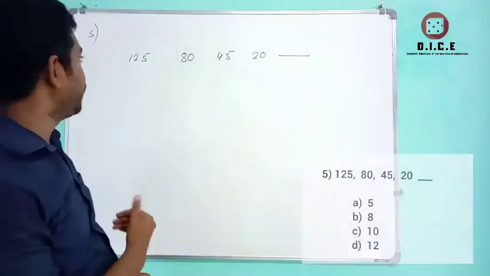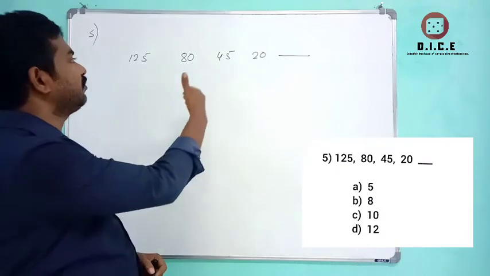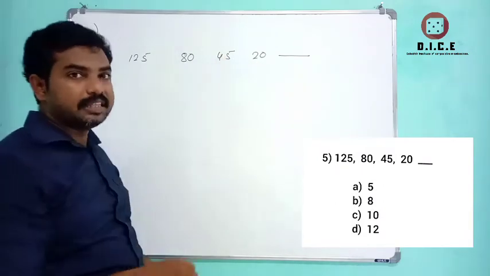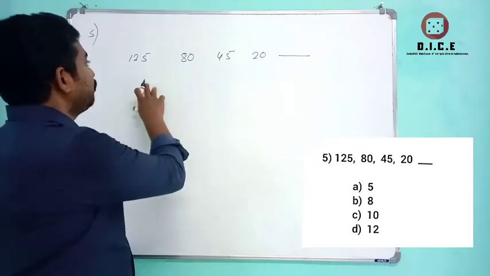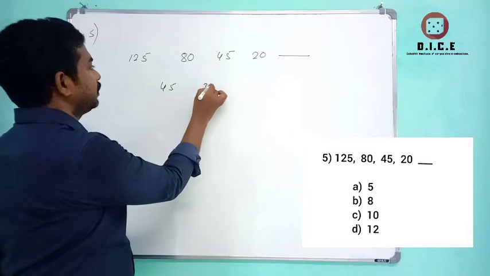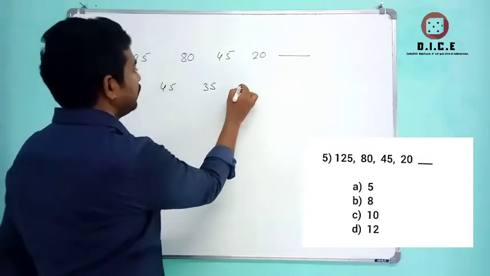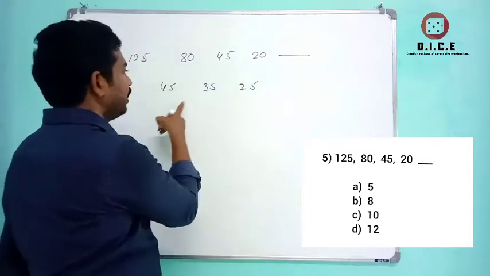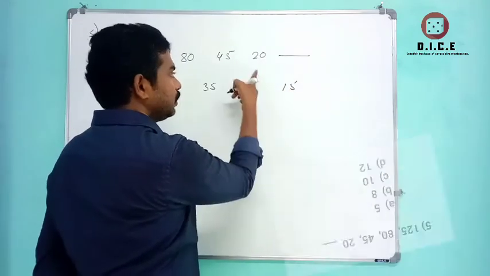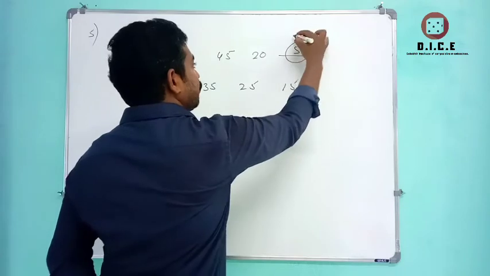Question number 5: the numbers given are 125, 80, 45, 45, 20. Of course, it is in a decreasing pattern. Now try to see the difference. The difference between 125 and 80 is 45, 80 and 45 is 35, 45 and 20 is 25. So 45, 35, 25, and the next difference should be 15. 20 minus 15, the answer is 5.